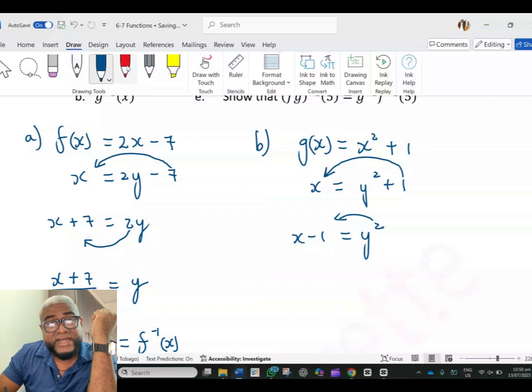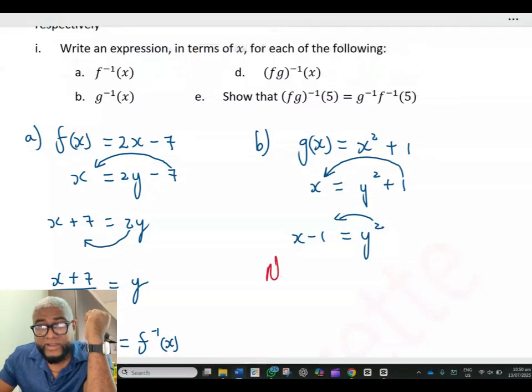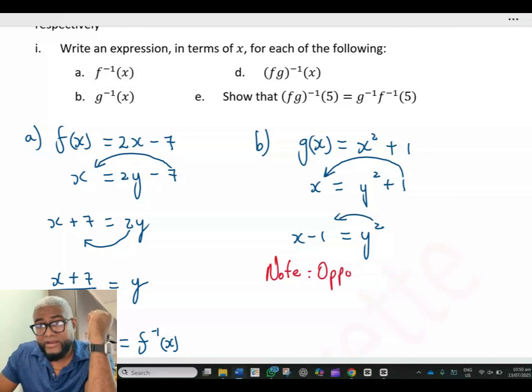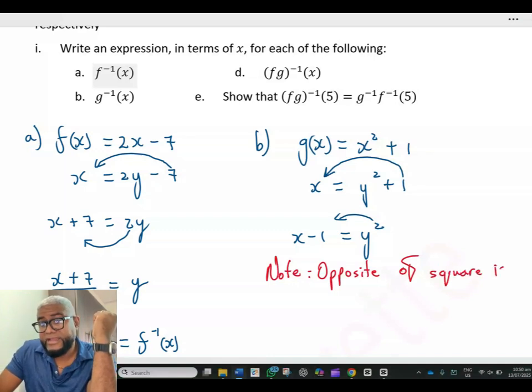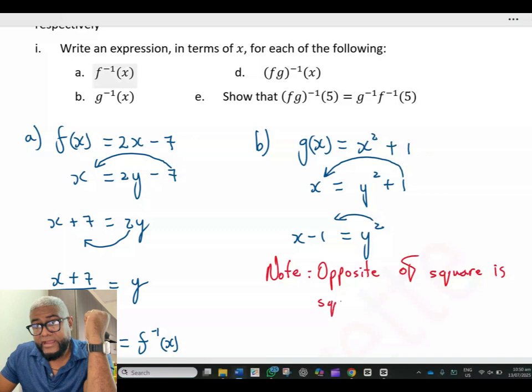Now, you probably note that because I see Daryl watching me like, what is this man talking about? So note, everybody write it: opposite of square is square root.